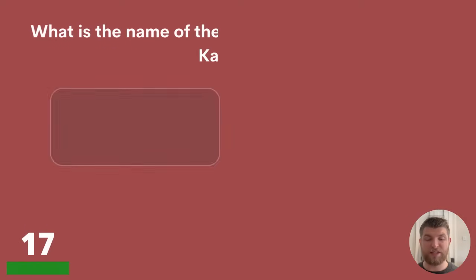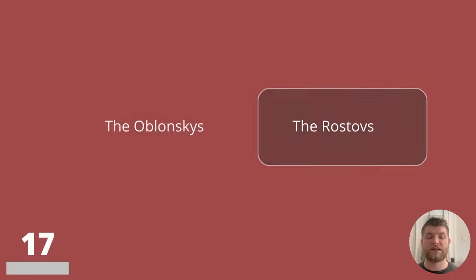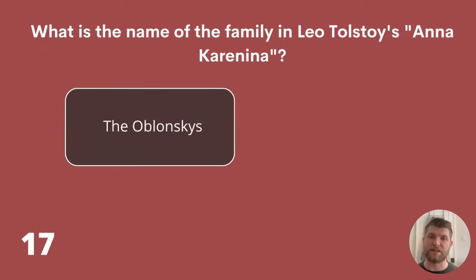17. What is the name of the family in Leo Tolstoy's Anna Karenina? The Oblonskys, the Rostovs? The answer is the Oblonskys.